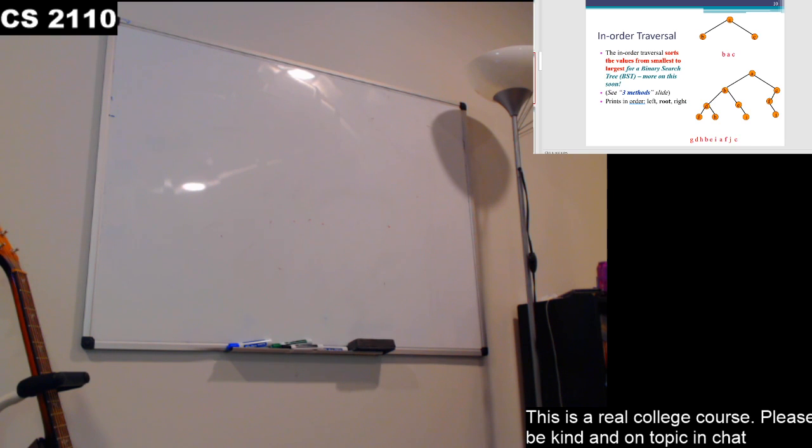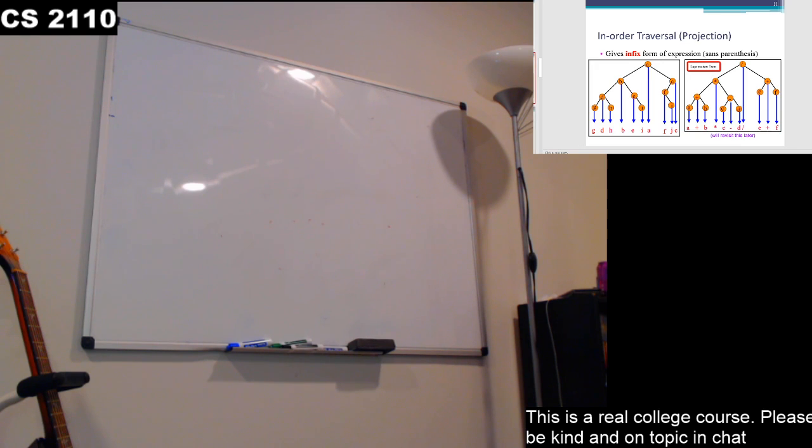In order traversal, a pretty standard use case is just to visit elements from smallest to largest if it's a binary search tree. Again, only for a binary search tree, not for a binary tree in general, because a binary tree in general doesn't necessarily have order.